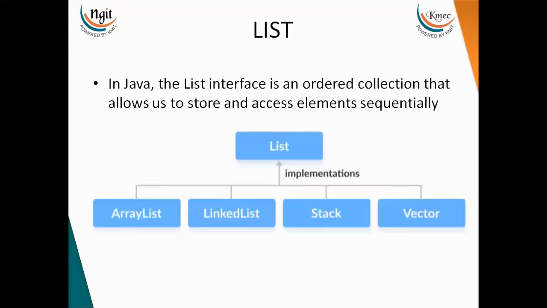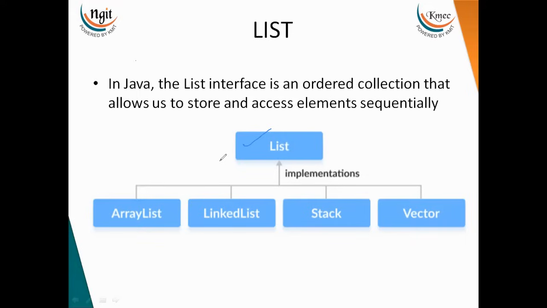Now, the list interface is a sub interface of the collection, right? Whatever methods are there in the collection interface are all available to the list interface. So the classes which are implementing this list interface can use the collection interface methods. It is basically a child interface of the collection interface.